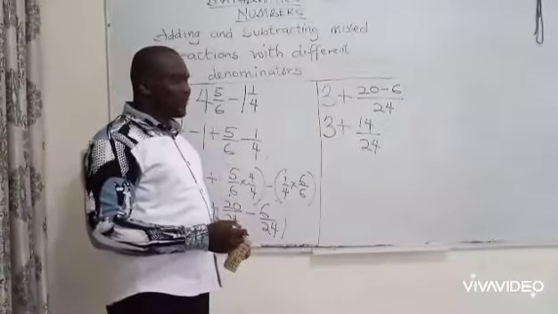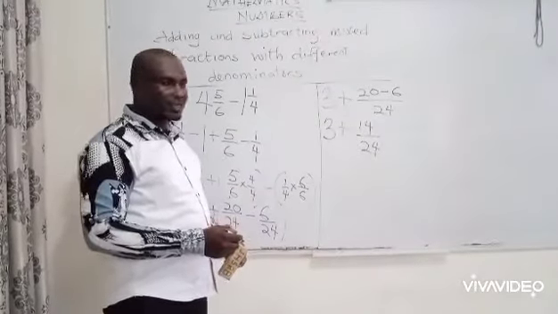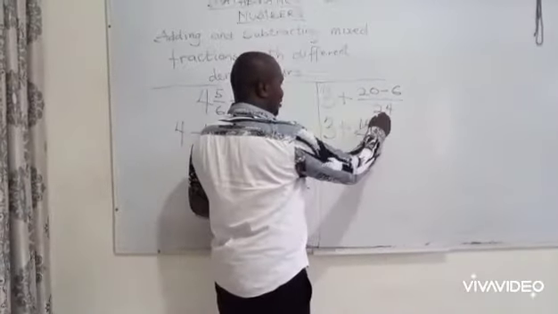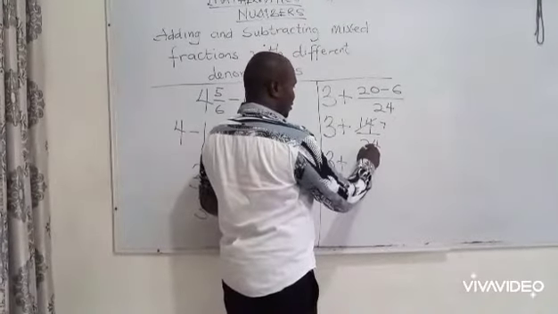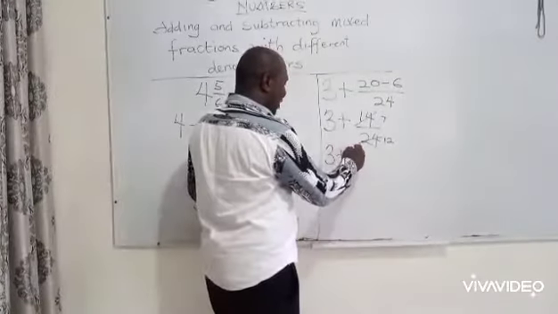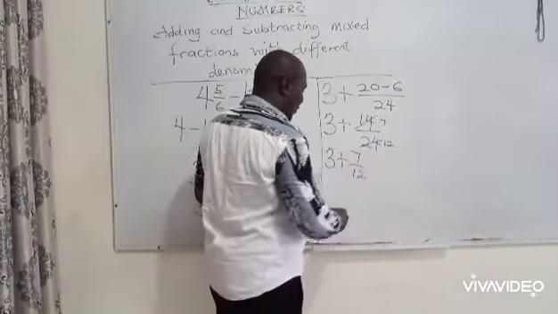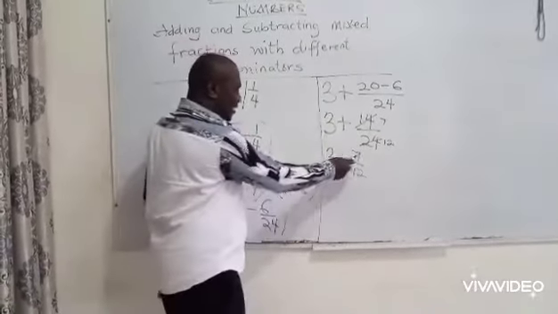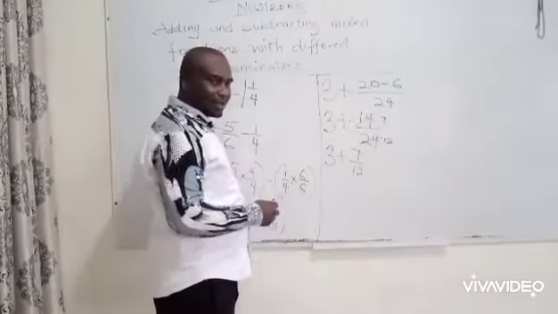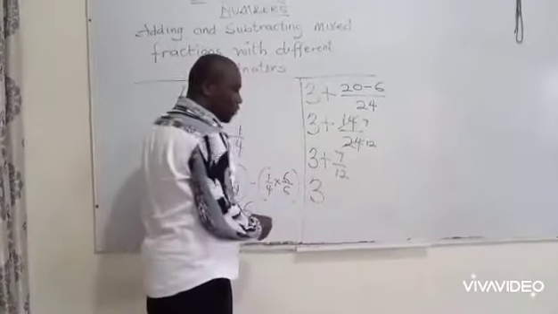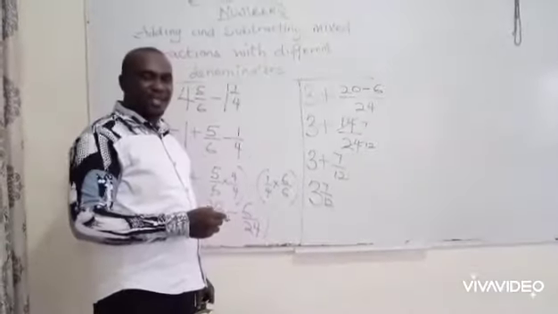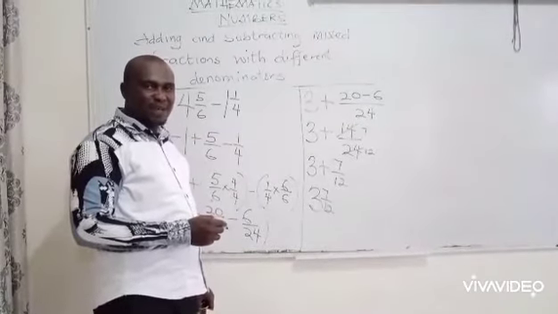Is there any way we can reduce the fraction? Yes. 3 plus 2 here, 7. 2 here, 12. So we have 7 out of 12. This fraction can no longer be reduced. So we add it to the whole number. That is 3 whole number, 7 out of 12. Very simple. Let's look at our final example for the day.